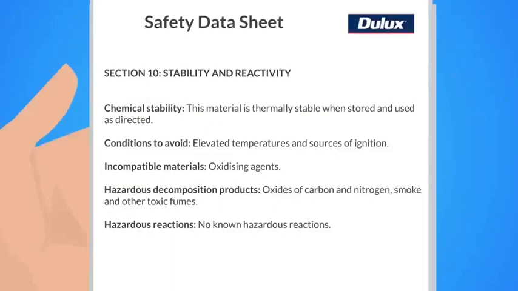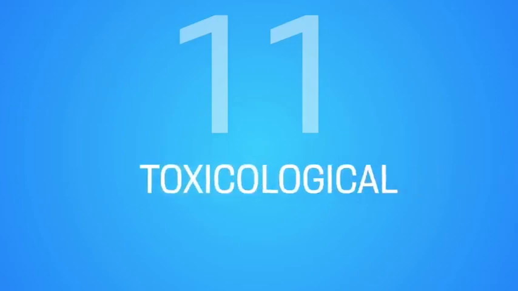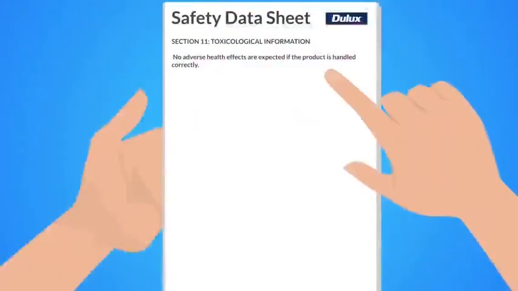Section 10 contains critical details of any hazardous reactions that may occur if the chemical is exposed to certain conditions or comes in contact with incompatible materials. Section 11 is where we go to learn how the chemical impacts health.